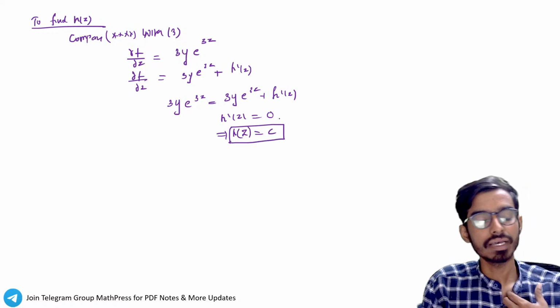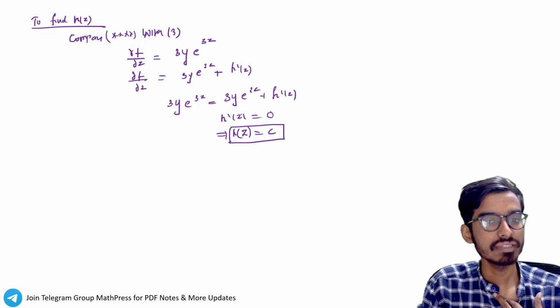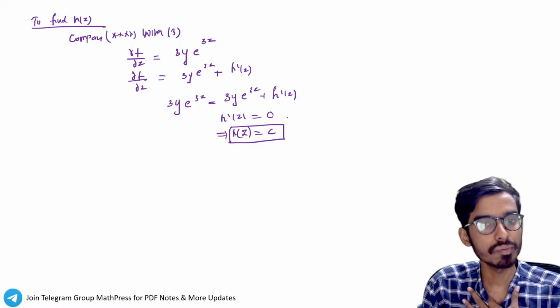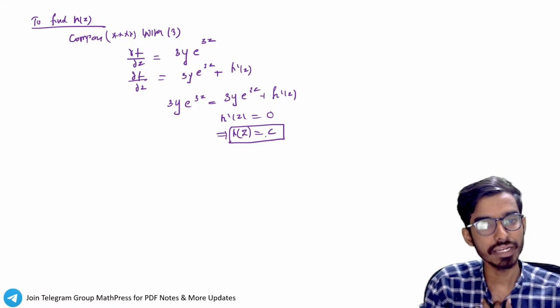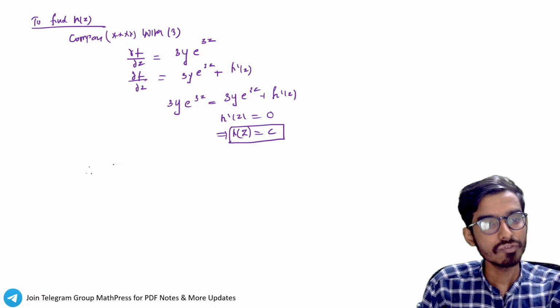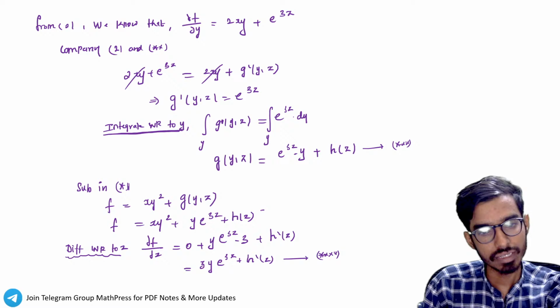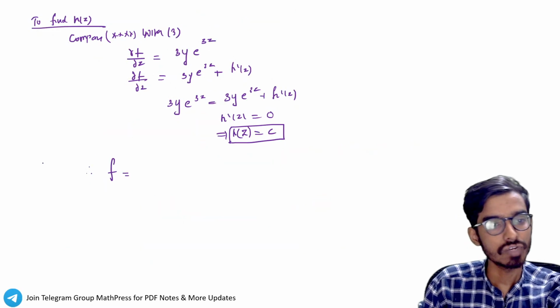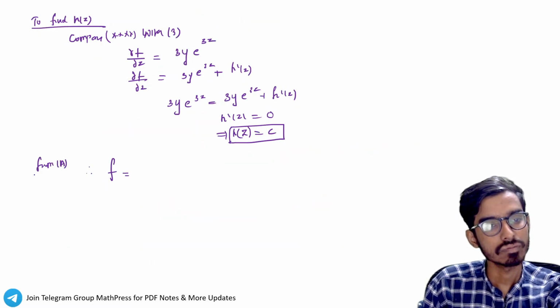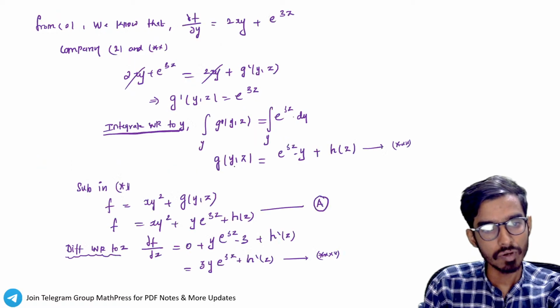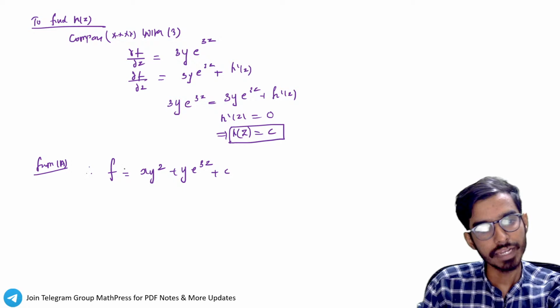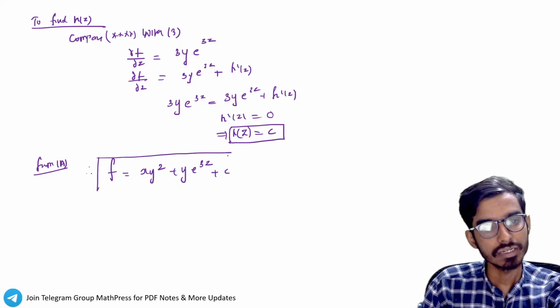Here we don't have some functions, because it's a function of a single variable, so you don't need to put some function of something. So h of z is c. Therefore the required function f is xy square plus y into e power 3z plus h of z, which is c. This is the required function.